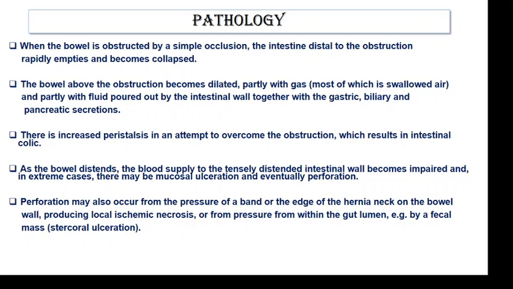bowel wall, producing local ischemic necrosis, or from pressure from within the lumen, as in cases of fecal mass, resulting in stercoral type of ulceration.